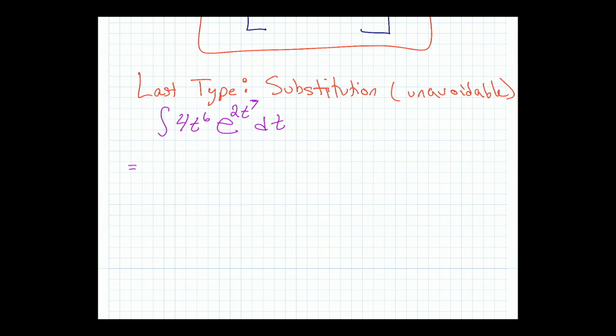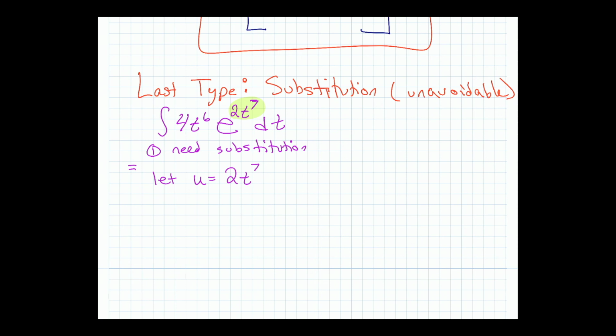Okay, so you recognize that this is not one that you know the answer to, right? So we need substitution. You need to realize that you don't know the answer and that we need substitution. Now, just like before, you need to identify the inside function. So the inside function is here. That's the inside function, okay? So your inside function is u. So you say let u equal 2t to the 7th.